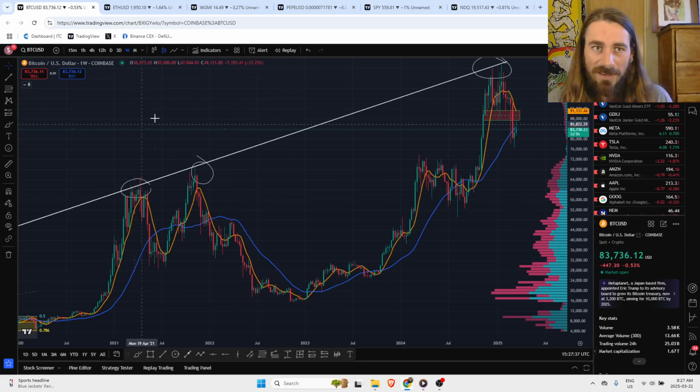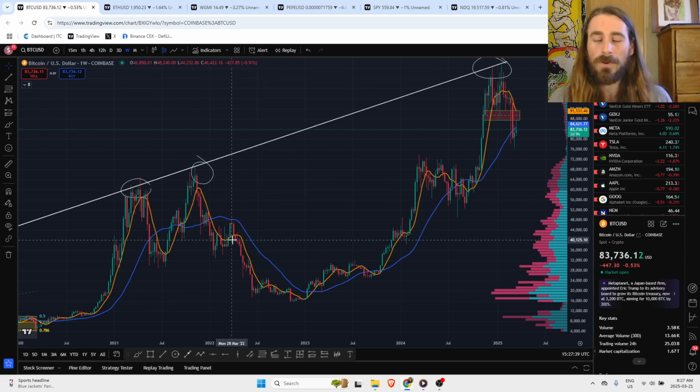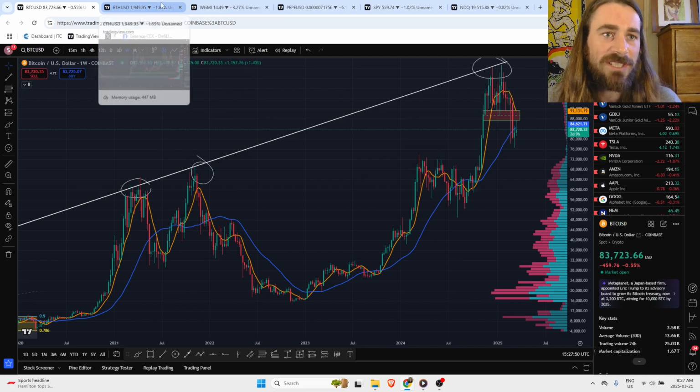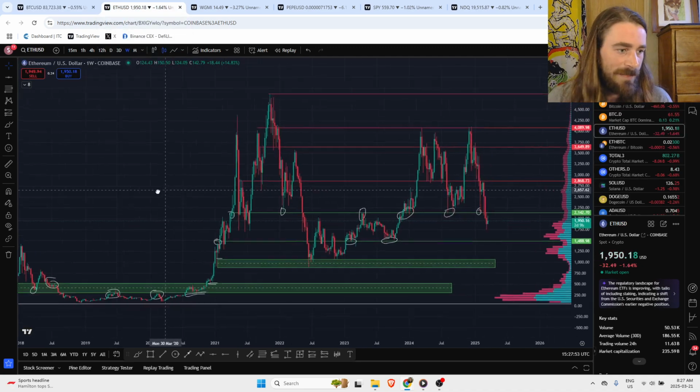So just looking at all these different forms of support and resistance, the more of these that we can stack at key levels of interest, the more likely we are to get a reaction or a bounce from those levels. So that's why I pay attention to it. We're going to look at Ethereum here really quickly.